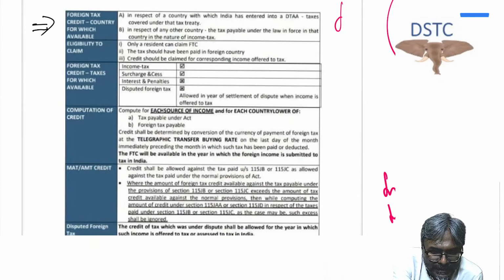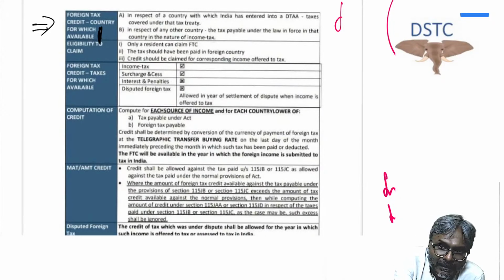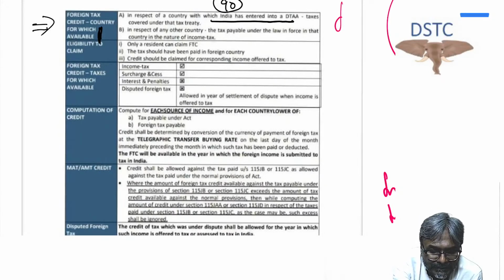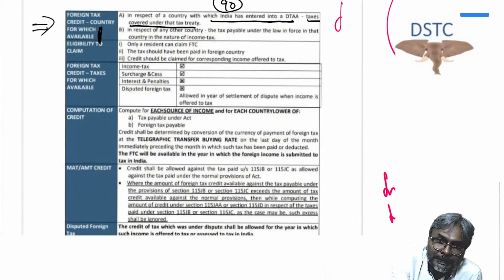Foreign tax credit, the country for which it is available. In respect of the country with which India has entered into DTAA, it means section 90. Section 90 is to be considered when India has entered into a DTAA. What are they saying? Taxes covered under that treaty. Taxes covered under which treaty? That treaty. That is what it is.